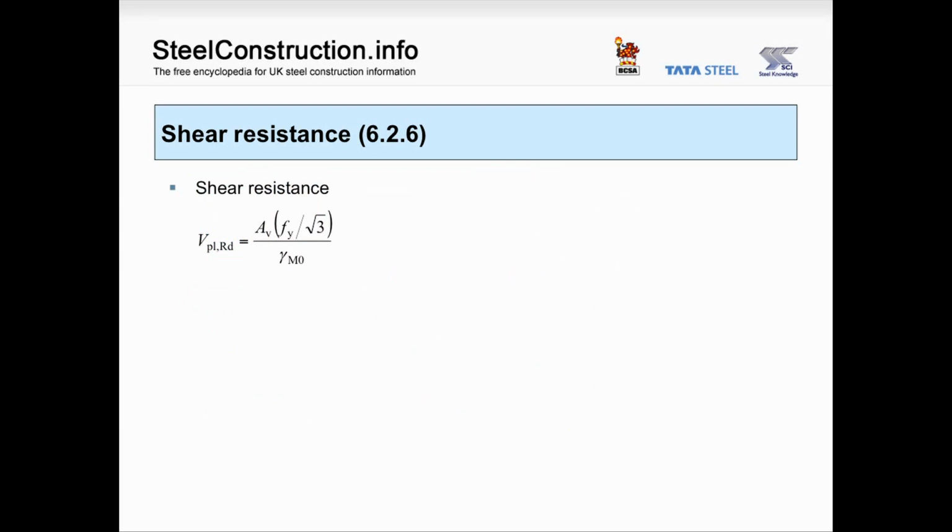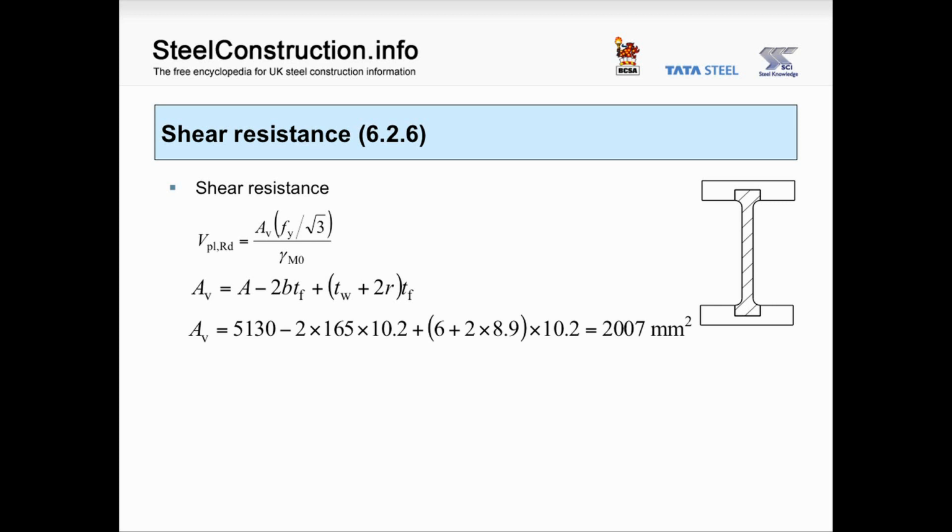The shear resistance is given by the Eurocode as the shear area multiplied by yield divided by √3 divided by gamma m naught. The Eurocode defines the shear area, and here it is, so we simply substitute dimensions from section property tables and calculate the shear area as 2007 square millimeters. We can then calculate the shear resistance, and the result is 411 kilonewtons. So, straightforward stuff. The actual shear is only 147 kilonewtons, less than 411, so okay.